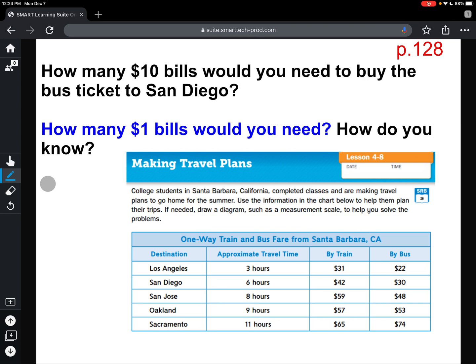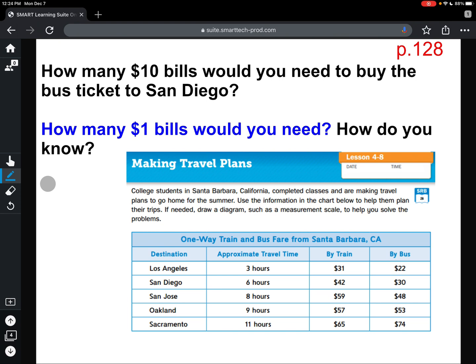Then they have two options. They can travel home by train, or they could travel home by bus. Typically, the bus will be cheaper. Not in every case, but in most cases it's cheaper than the train.